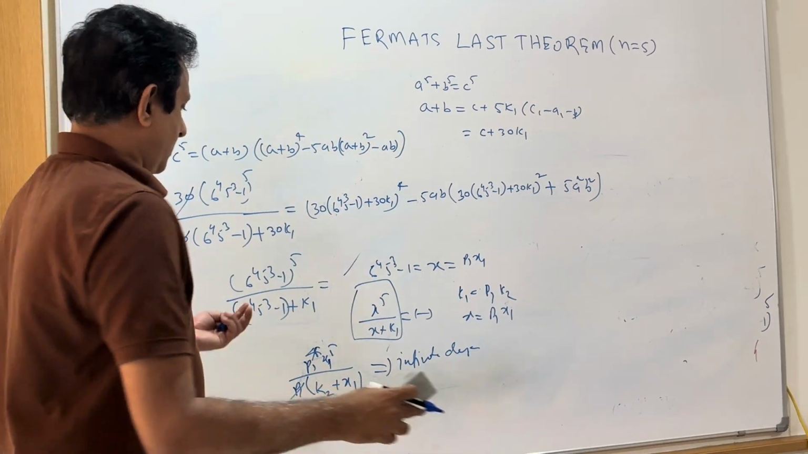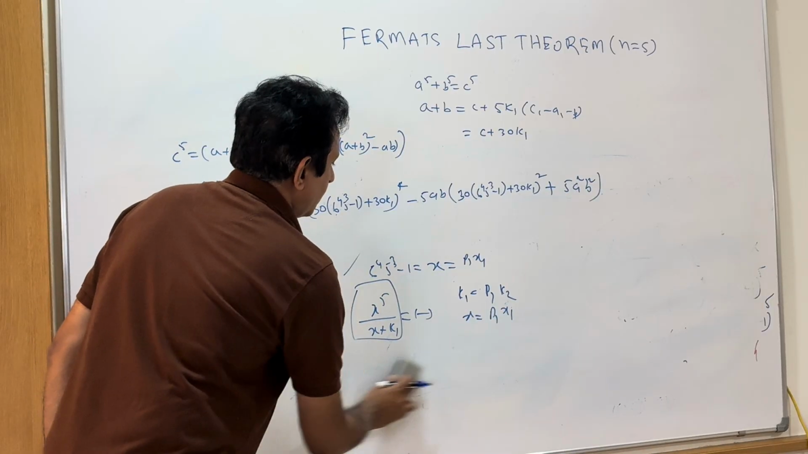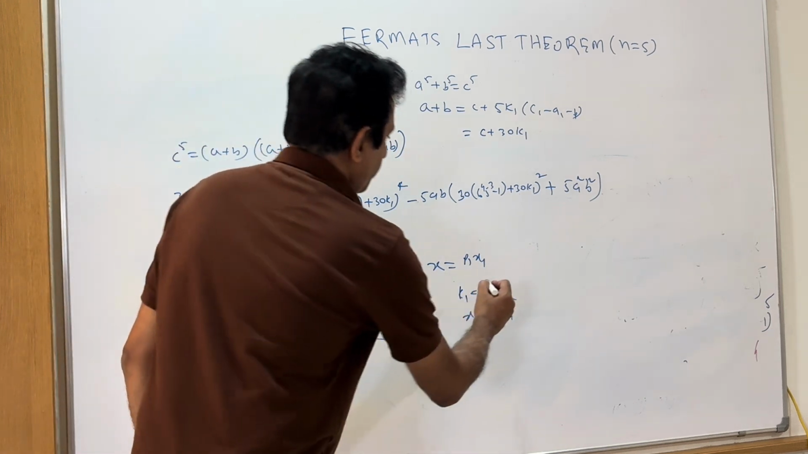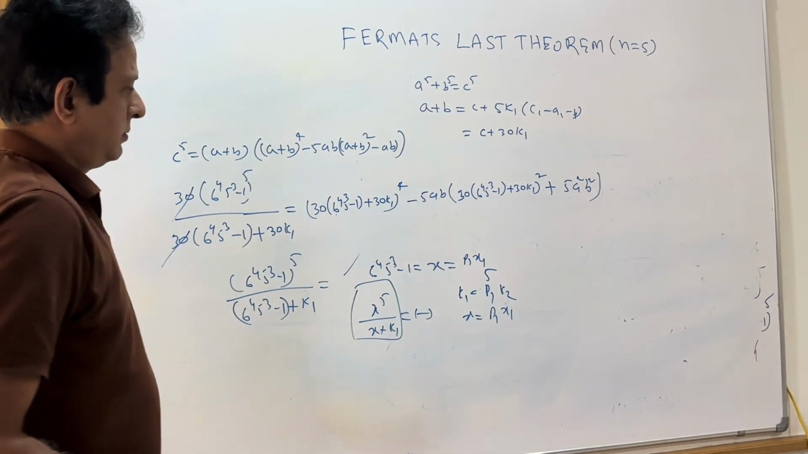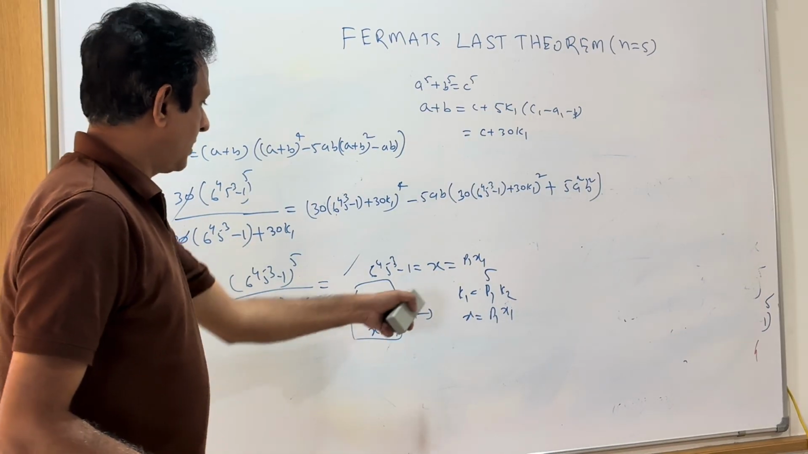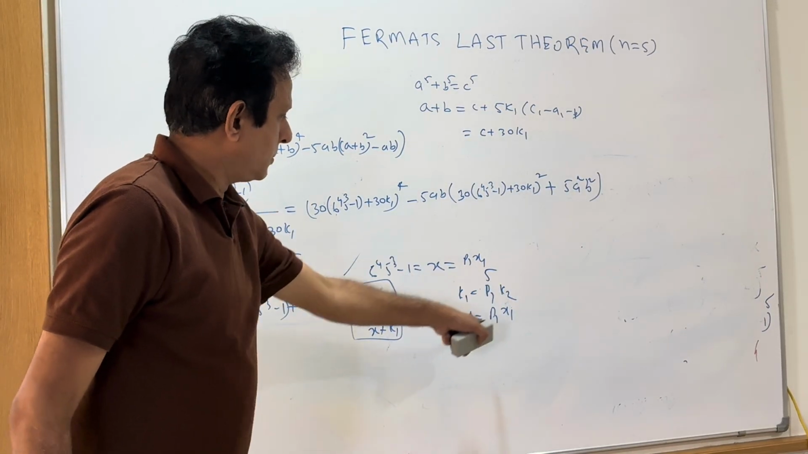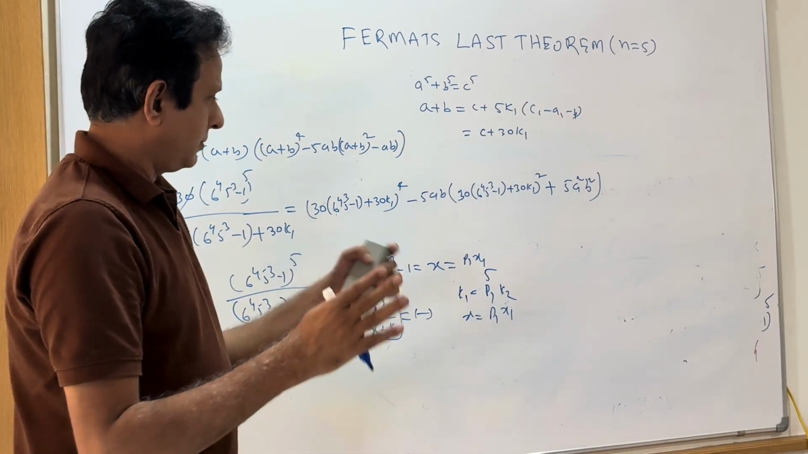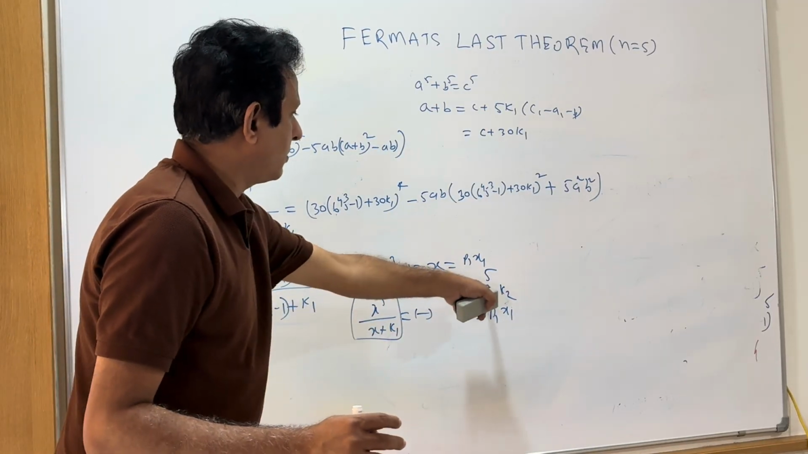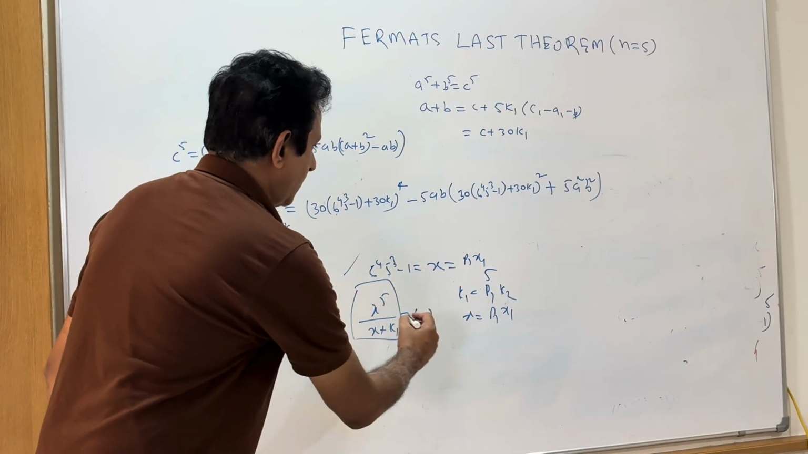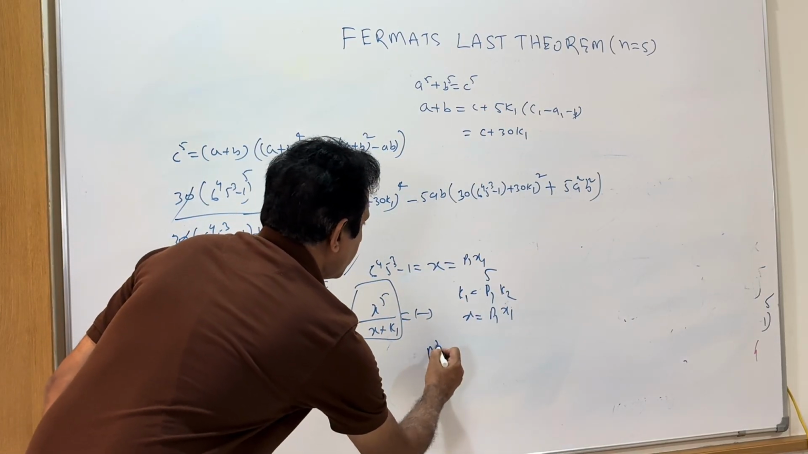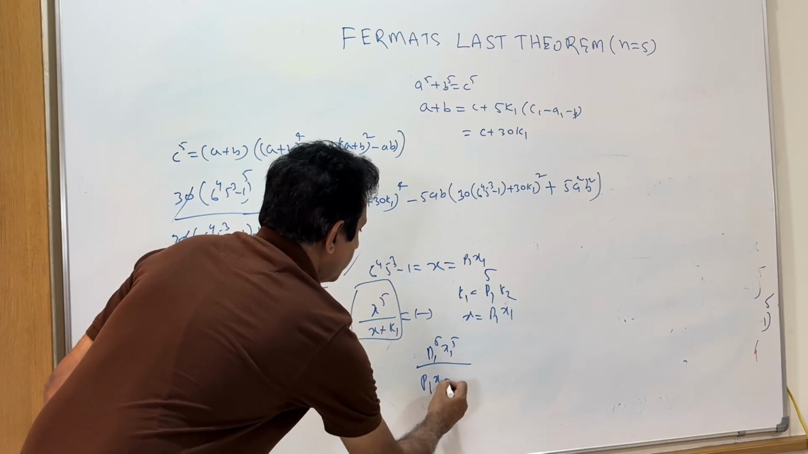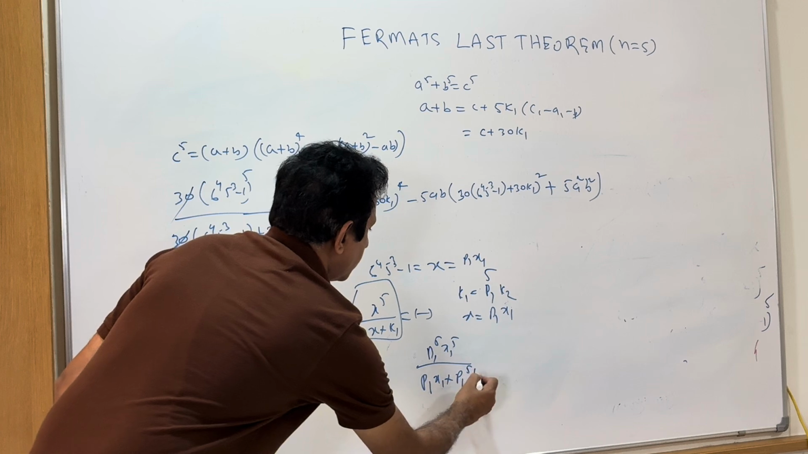So if you don't want to go into infinite descent, then K1 should be like P1 power 5. In this case, if K1 is equal to P1 power 5 K2 and x is equal to P1 x1, then there is a chance that it might not go into infinite descent. So when K1 is equal to P1 power 5 K2, the equation becomes P1 power 5 x1 power 5 divided by P1 x1 plus P1 power 5 K2.